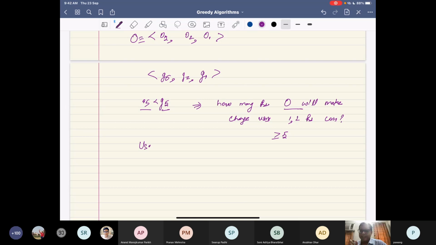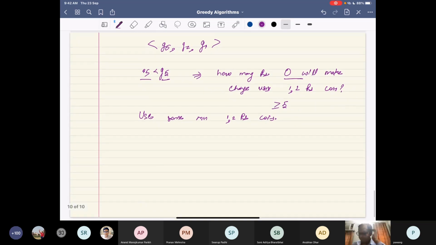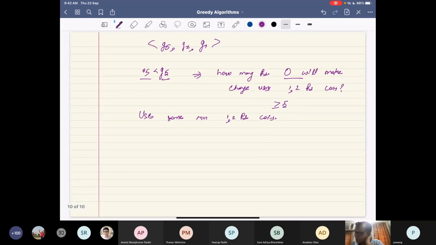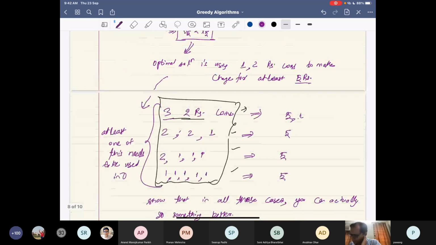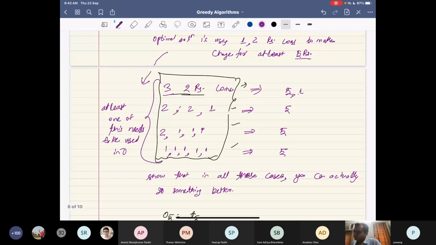So it has to use some minimum 1 and 2 rupee coins, and I was writing down all the possibilities. Now you see in that perspective, it has to either make a complete change of 5 rupees using 1 and 2, for which these 3 cases are there. There is no other case, and I think you agree. You have no problem with that, right?